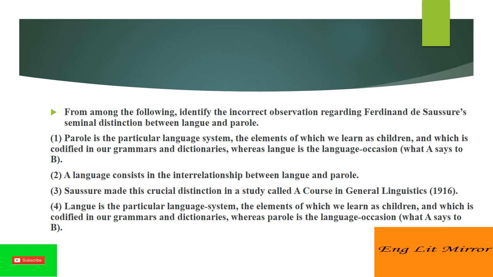From among the following, identify the incorrect observation regarding Ferdinand de Saussure's seminal distinction between langue and parole. Answer is option 1. Parole is the particular language system, the elements of which we learn as children and which is codified in our grammars and dictionaries, whereas langue is the language occasion, what A says to B.